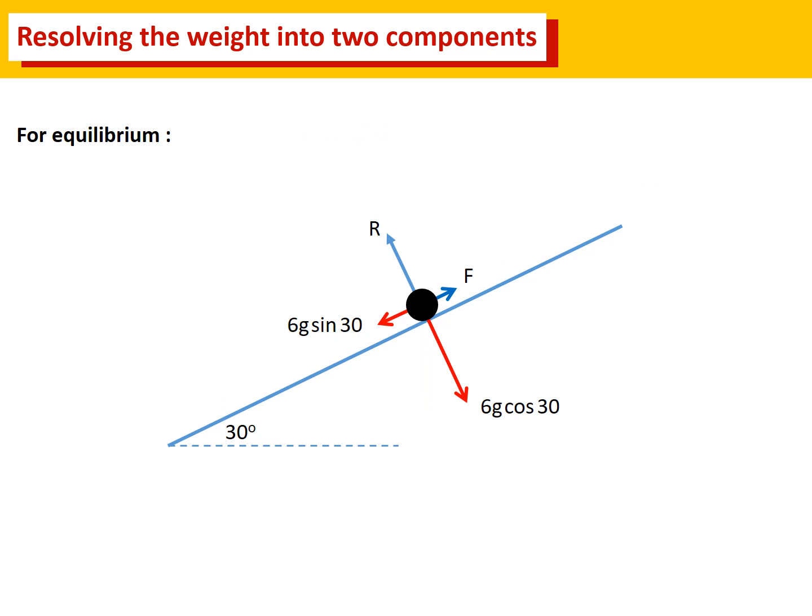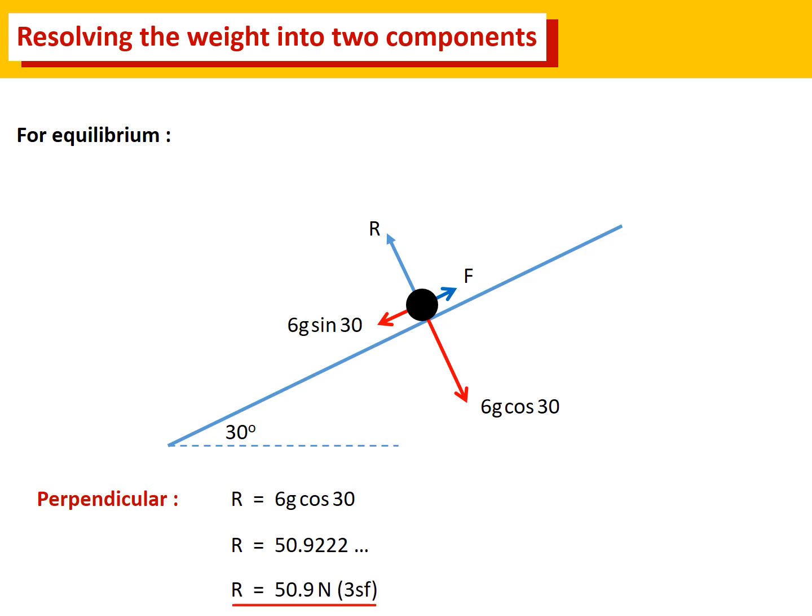and therefore for equilibrium, perpendicular to the incline, R will equal 6g cos 30, and then that gives us a value of R of 50.9 to three significant figures. Parallel to the incline, F equals 6g sine 30, and that's 29.4 newtons.